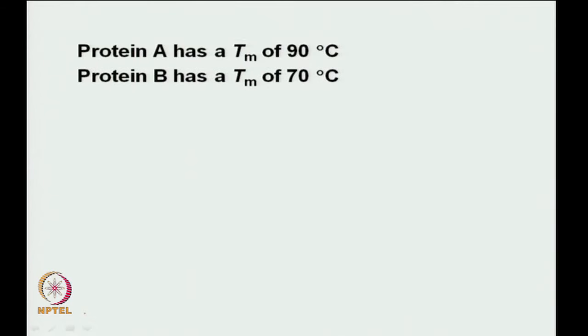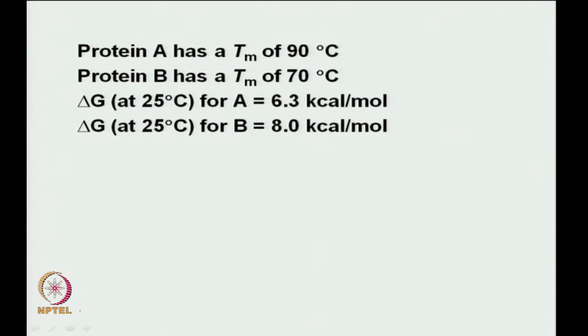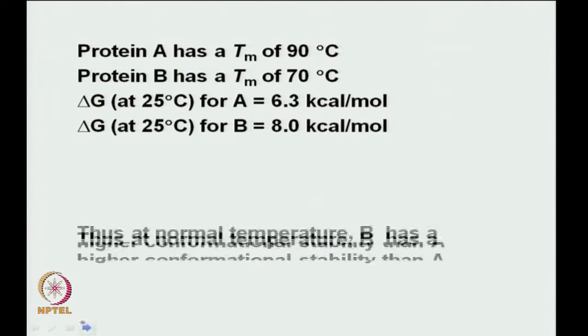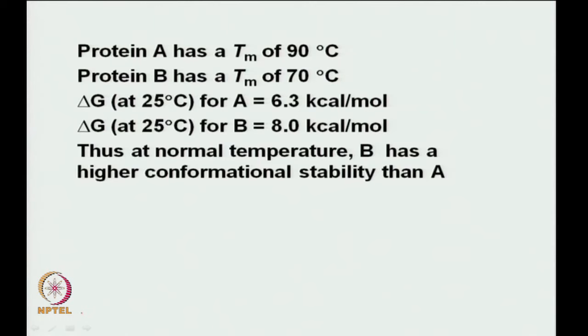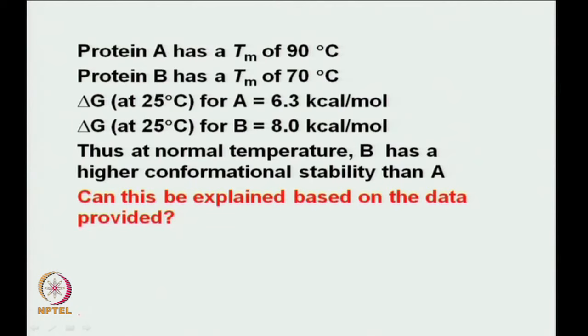Now let me give you the data. Protein A has a Tm of 90 degrees, protein B has a Tm of 70 degrees Celsius. Okay. Delta G at 25 degrees Celsius, which is the ambient temperature, for A is 6.3 kilocalories per mole. For B, it is 8 kilocalories per mole. This is what we just discussed. Thus, at normal temperature, B has a higher conformational stability than A. Remember, can this be explained based on the data provided? We were just trying to do that.